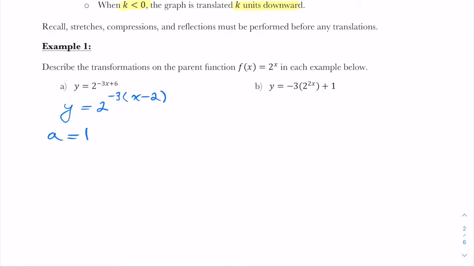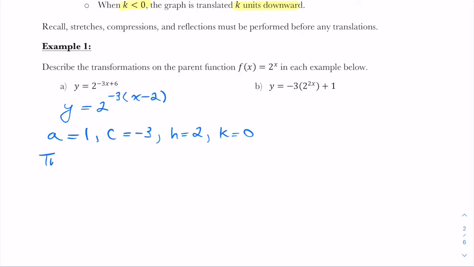Please don't mix up the a value with the base. The base in this case is 2, and the a value would be the number in front of the base. Since there's nothing there, you can think of it like there's an imaginary 1. The c value is -3, the h value is +2, and the k value is 0.